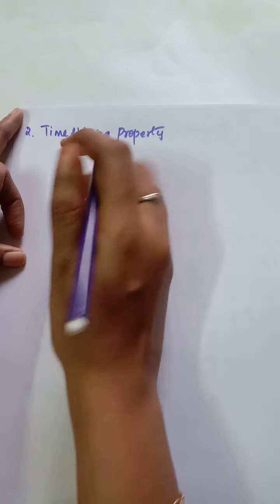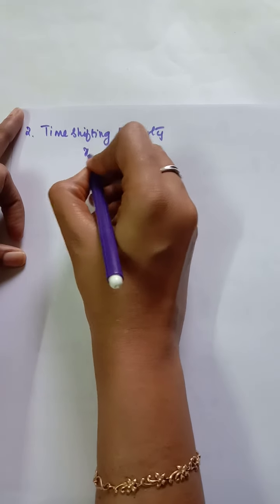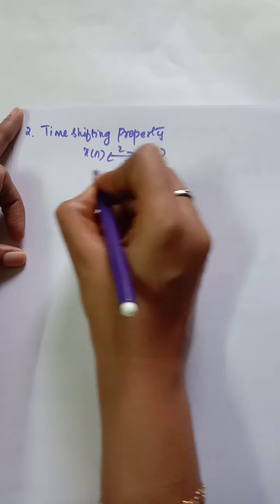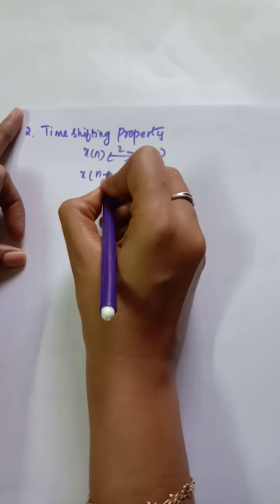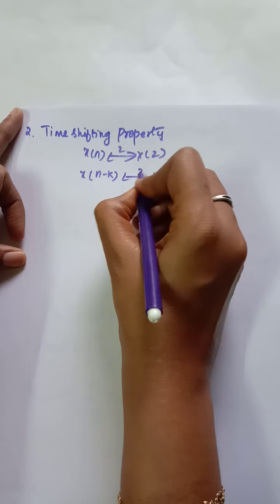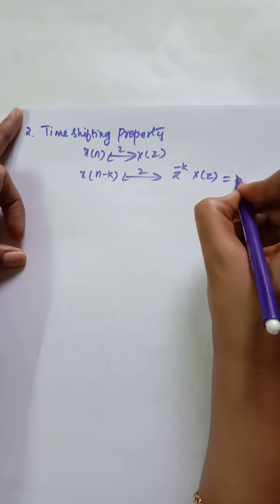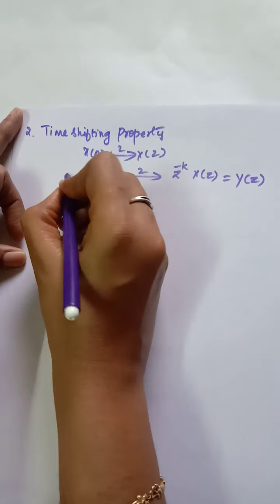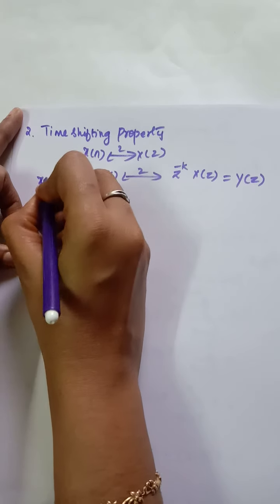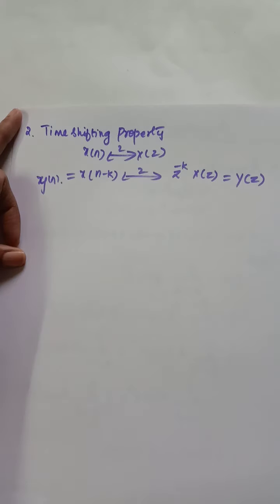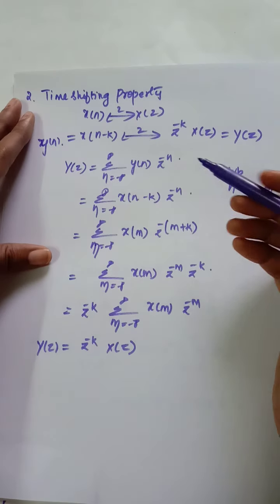Next property is the time shifting property. First, the Z transform of x of n is x of z. Then the Z transform of x of n minus k is z power minus k into x of z, which is equal to y of z, and this is equal to y of n. Now we need to prove this with a similar procedure.